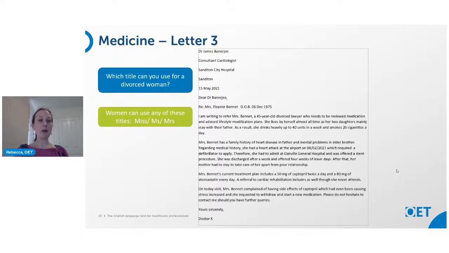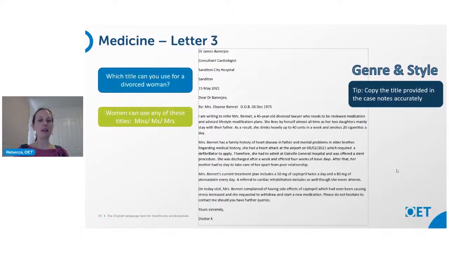But any of them are possible. The main thing is, and the way I can reassure you, my tip here for this question is that official OET case notes will include the title for female patients as well as for female readers who you are addressing the letter to. So make sure you copy the title accurately, as it stands out as an obvious mistake for the assessor, as it does here. So the patient's title that was given in the case notes was Ms., not Mrs. And this candidate has not copied that title correctly.